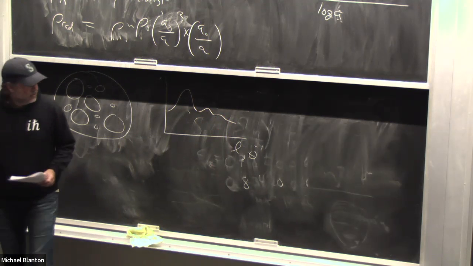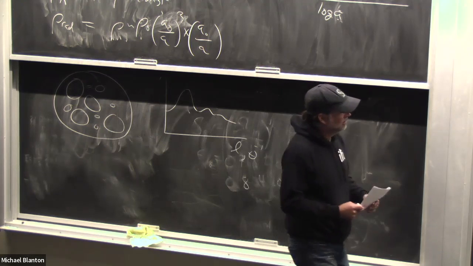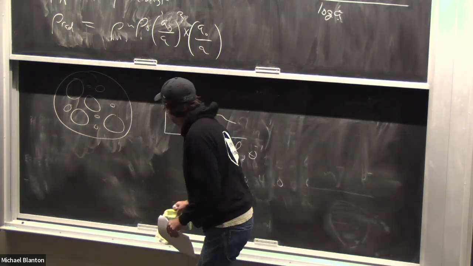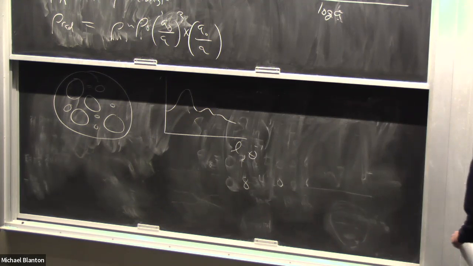And so you can very, very heuristically ask, why should this kind of thing tell you something about the Hubble parameter?